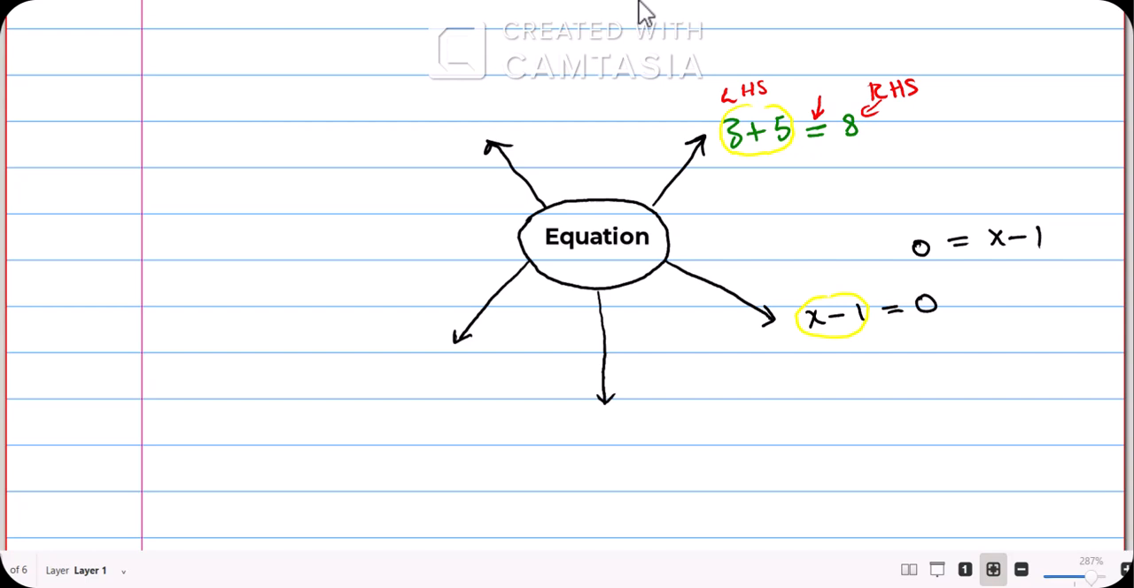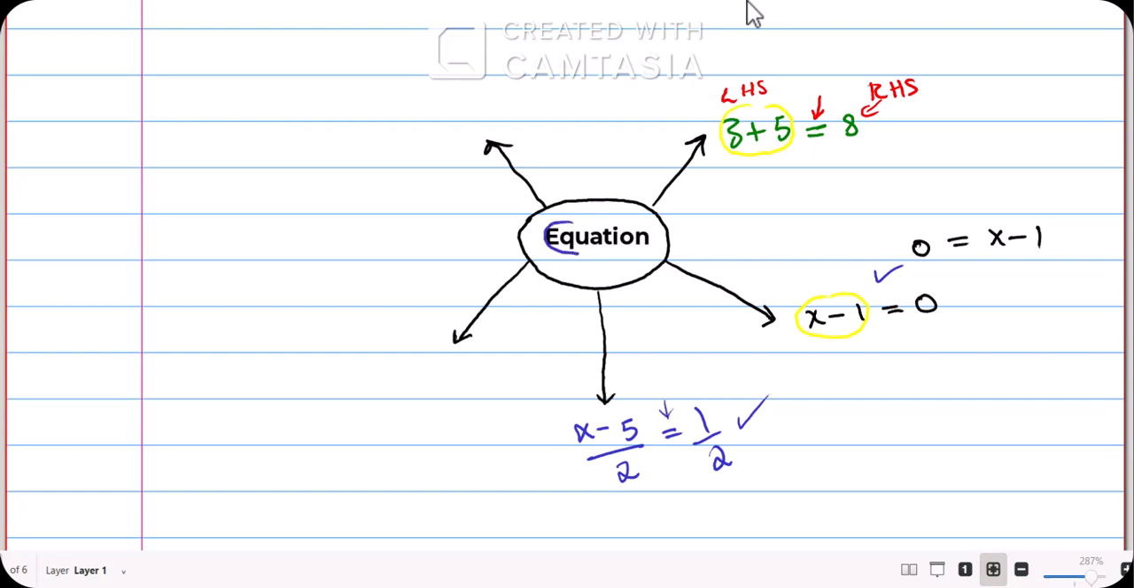Then we have the other example. Let's say this is x minus 5, divided by 2, which is equal to a half. So we have x minus 5 divided by 2, which is equal to a half. This is an equation, because there is an equal sign.